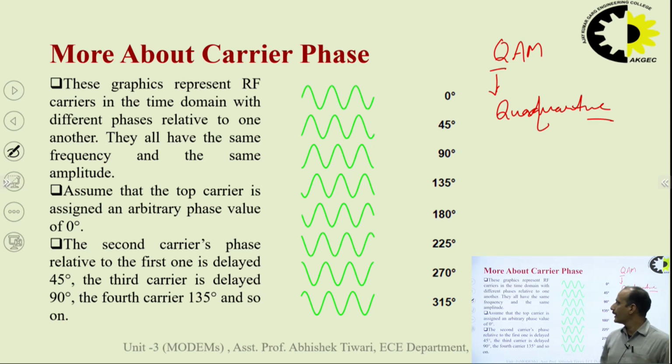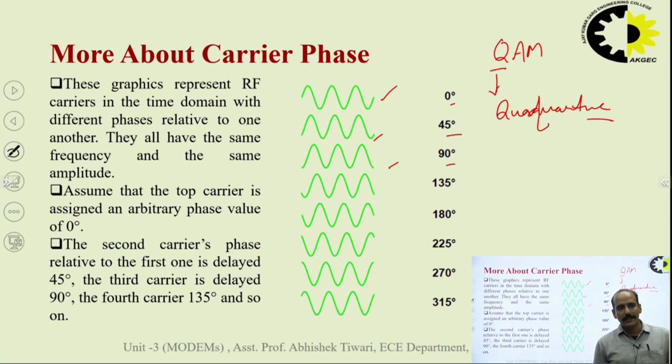Here you can see various waveforms drawn, and each waveform has an individual carrier phase. This wave has a 0 degree phase, this has 45 degrees, this has 90 degrees, and so on. These graphs represent the RF carrier in the time domain with different phases relative to one another, and they all have the same frequency and the same amplitude.